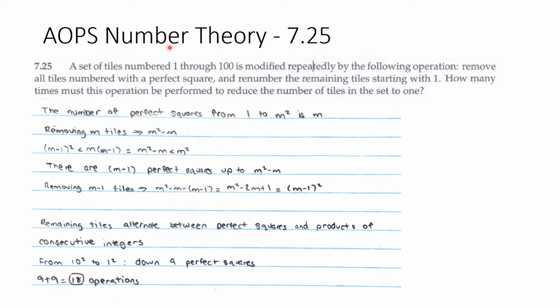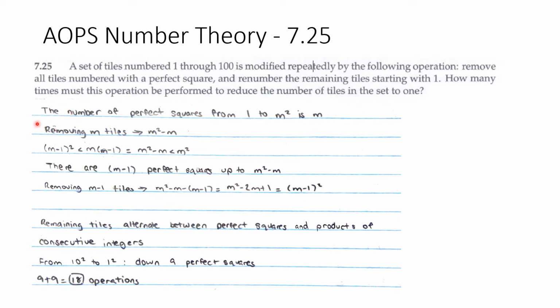AOPS number theory 7.25. A set of tiles numbered 1 through 100 is modified repeatedly by the following operation. Remove all tiles numbered with a perfect square and renumber the remaining tiles starting with 1. How many times must this operation be performed to reduce the number of tiles in the set to 1?